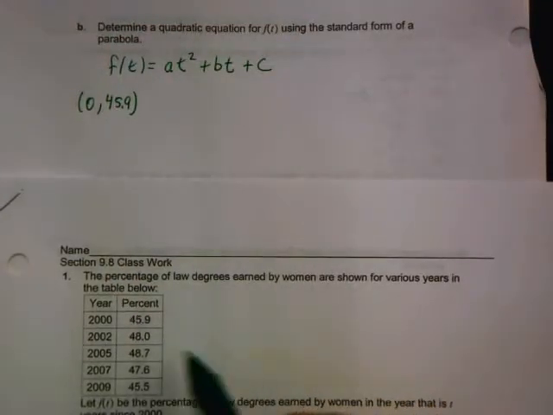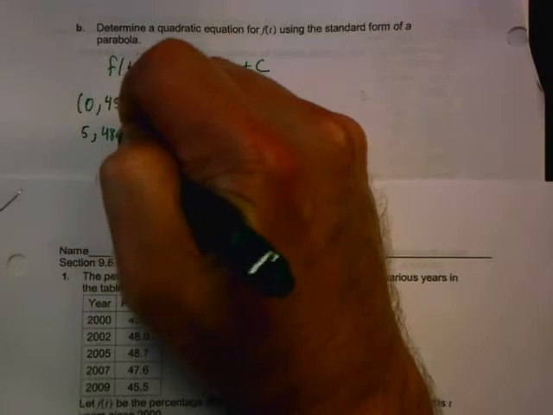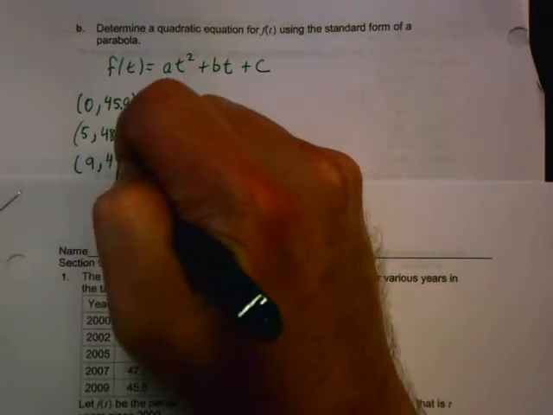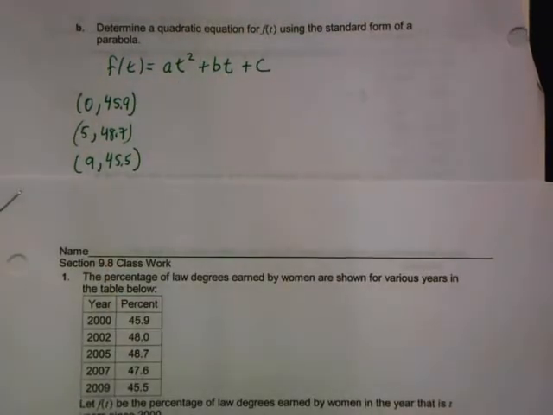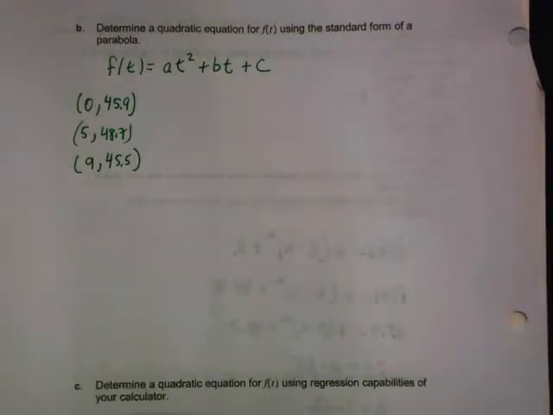Okay? So I'm going to write those 3 points down. That's 0, 45.9 and 5, 48.7 and 9, 45.5. So those are the 3 points I would use. The directions didn't tell you that you had to do that. You could have just picked the first 3, but in general, better to spread your numbers out.